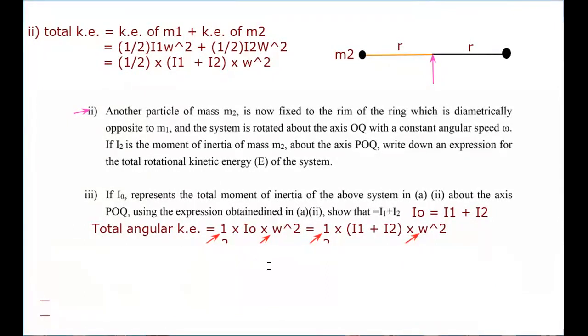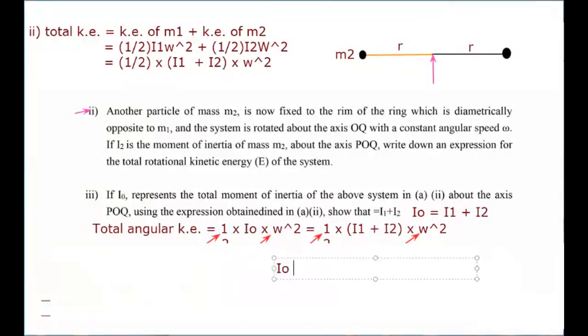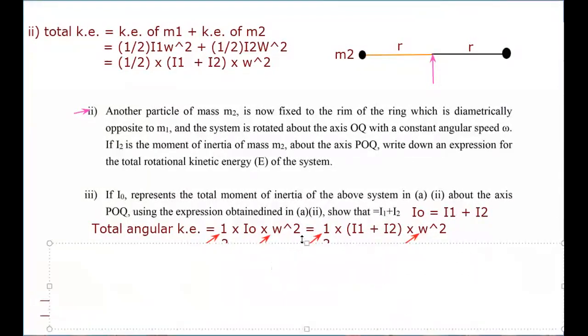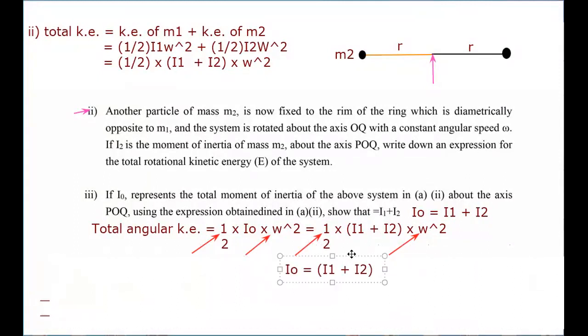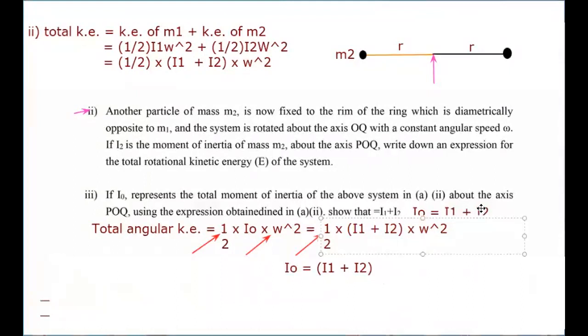Remaining terms: only I naught on one side, and on the other side I1 plus I2. That's it. So this is how we prove it. This is the answer for Roman number 3. Write it there. I use the arrows to show you the terms which are cancelled out from each other. That's the answer. So simple, right? Complete it there.